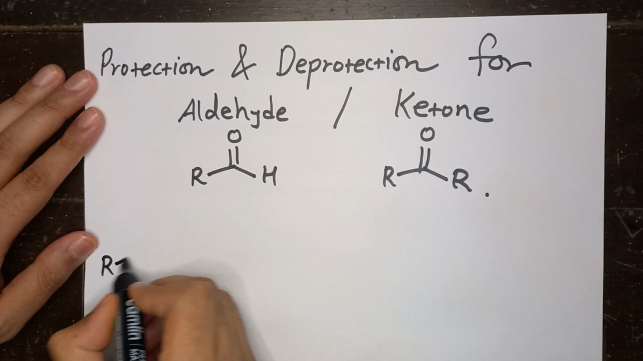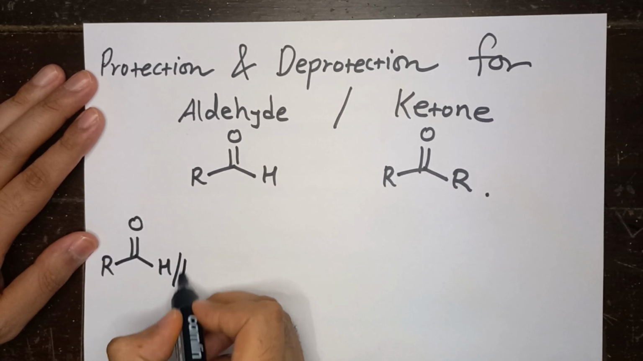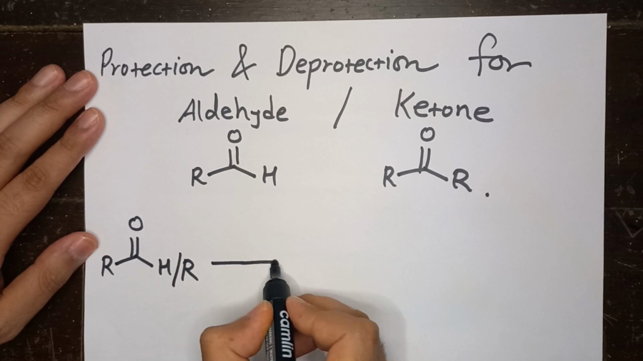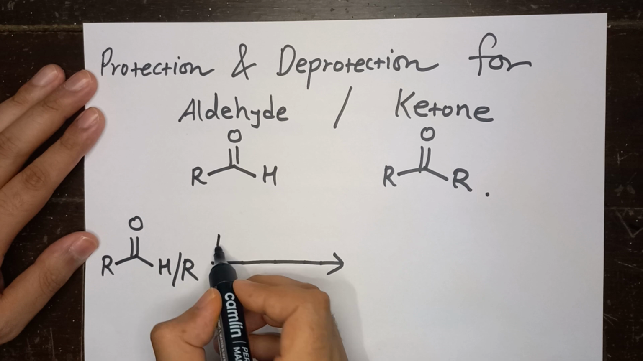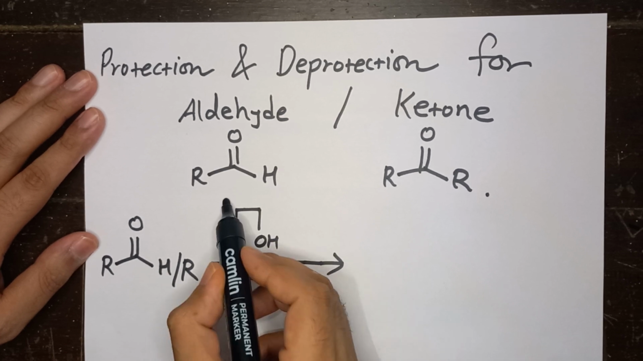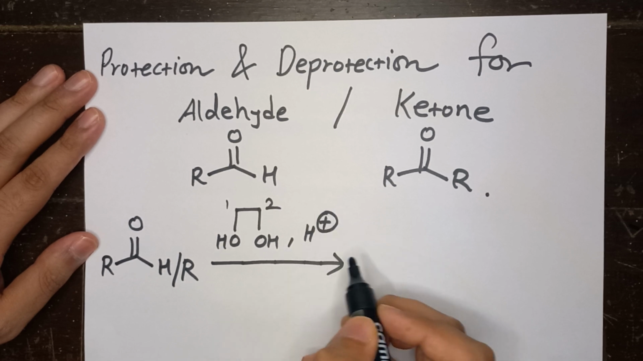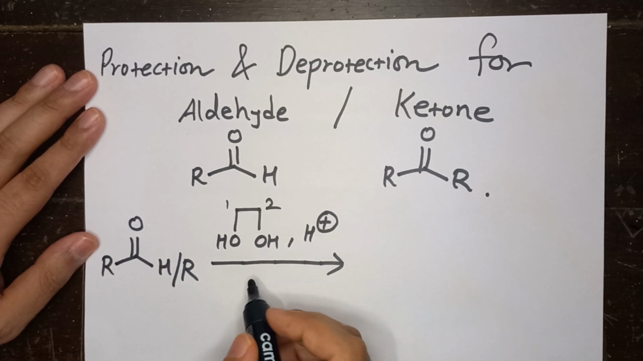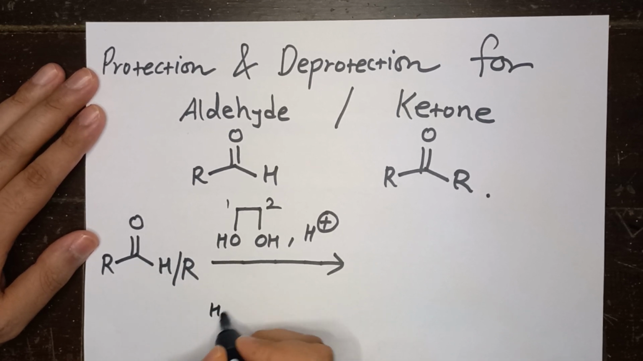So for example, suppose I have an aldehyde or any ketone and I want to protect it. So you can use a 1,2 diol system. Right? So this is a 1,2 diol system. You have to use a catalytic amount of H plus ions also. You can also protect this aldehyde or ketone with a 1,3 diol system.